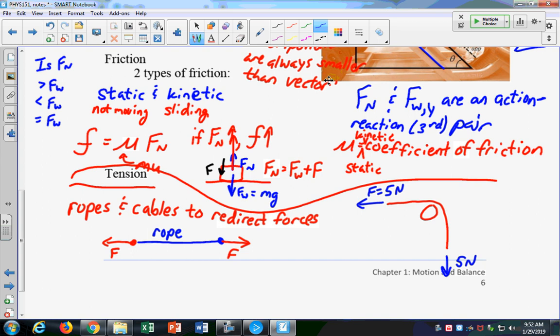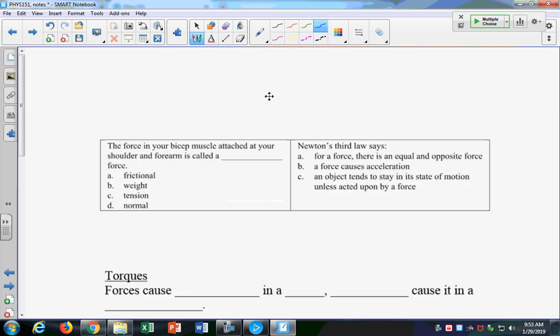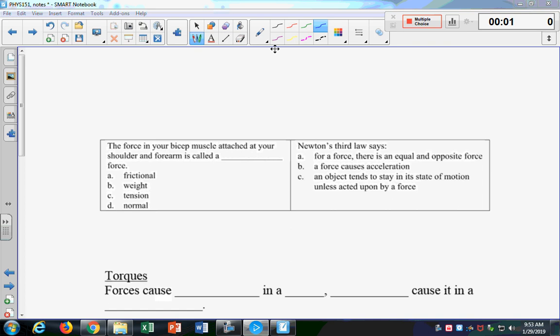All right, let's do a couple of clicker questions. We'll do the one on the left first, and then we'll do the one on the right. Everybody's gotten the workbook from the bookstore, is that right? Okay. All right, let's do about 10 more seconds.